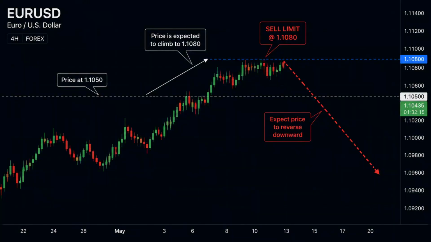Let's say, for an example, the current price of EUR/USD is 1.1050. You expect price to climb.